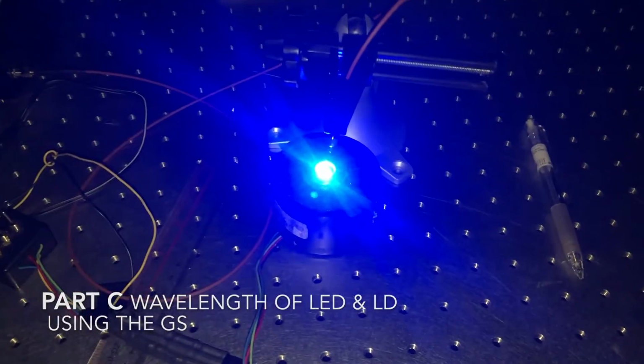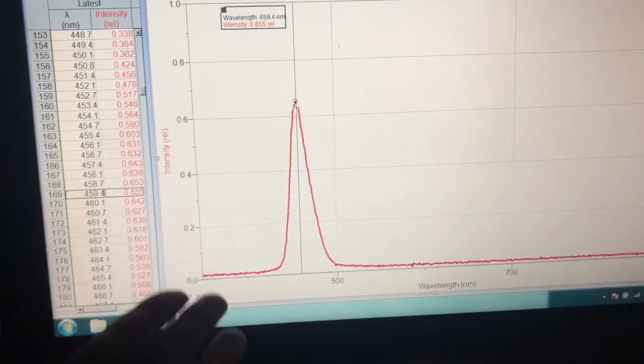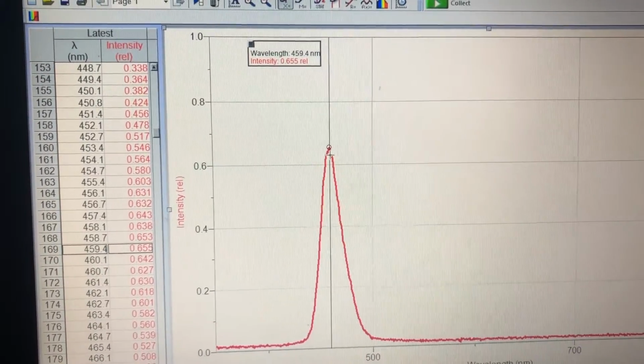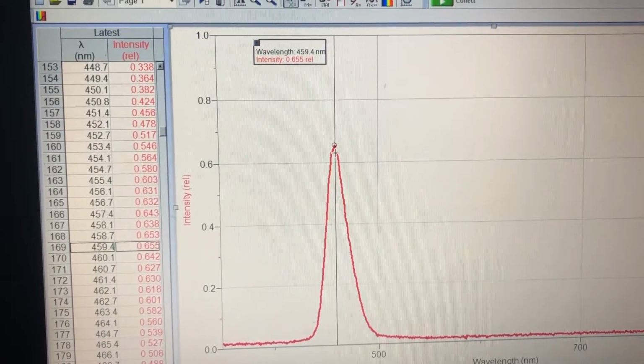Here is the grating spectrometer. See, there is a peak throughout the spectrum. In order to find the bandwidth, we can use the full width half max of the intensity.